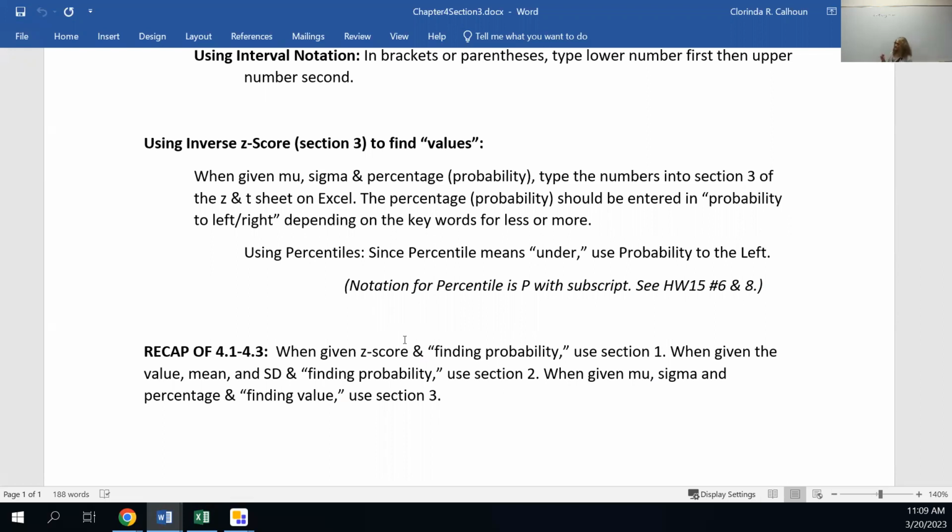When you are given the value, the mean, and the standard deviation, and then the question is asking you to find the probability, use section 2. But when you are given mu, sigma, and your percentage, and the question says find your value, that's when we're using section 3. Okay, so use that little recap to help you figure out which one of the sections you're supposed to be using.